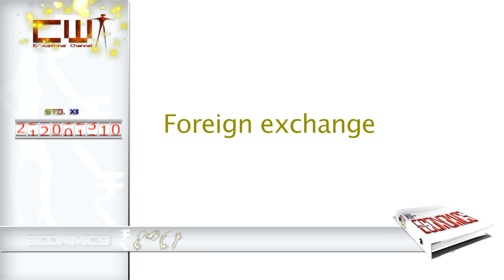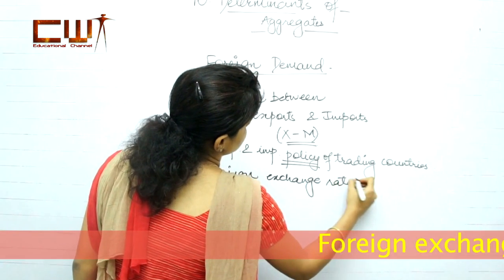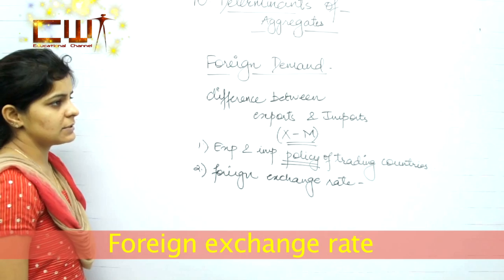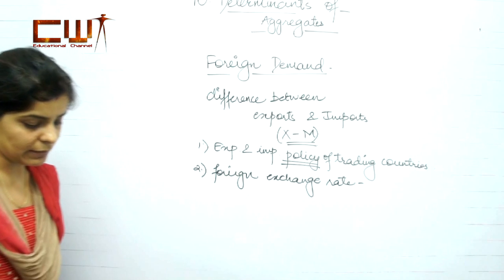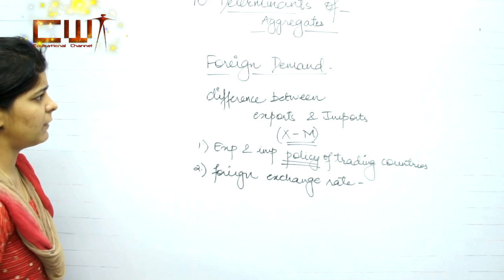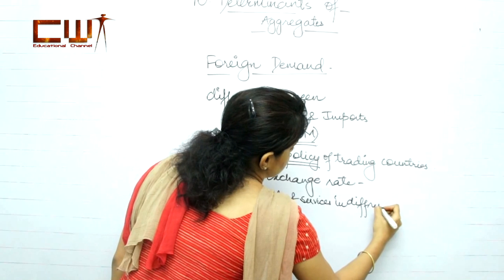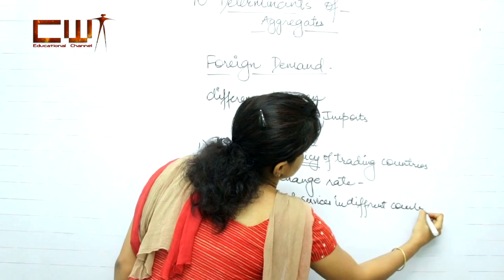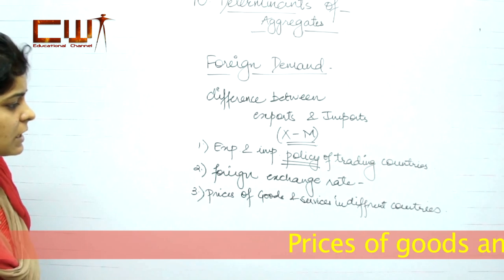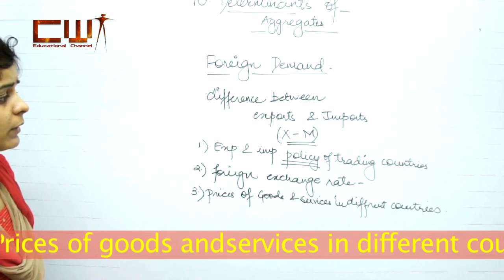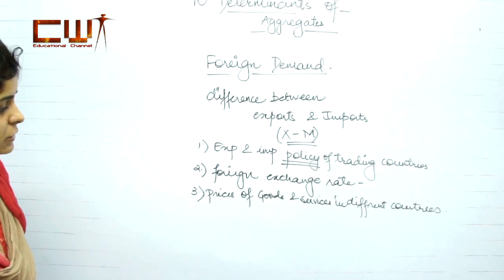Then you have the exchange rate also. If your exchange rate is going down, that is the rupee is falling, then you will have less trade. But if the value of your rupee is good, then definitely your trade will flourish. Next you have prices of goods and services in different countries. If you are getting more in your own country by selling the goods and services, then you will sell in your own country, because you will be getting less in the other country, and plus a hundred legal formalities you have to go through.